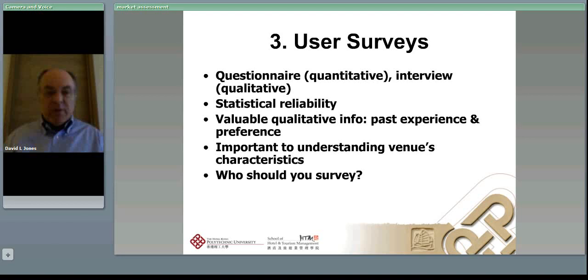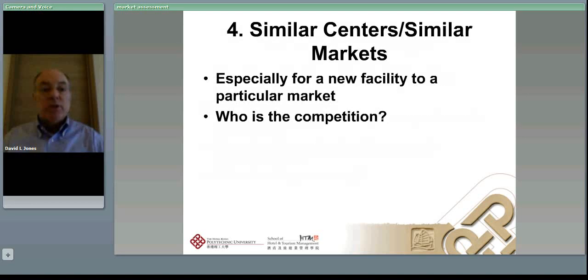Okay, the fourth method is looking at similar centers and similar markets. Of course, if you're building something new, this is probably the first thing that you would fall back on: what do we know in the area around us? And really, who's our competition? This is an area sometimes where we get a little aggressive and we think about every possible alternative as being a competition. So, for example, think of our own hotel Icon here.